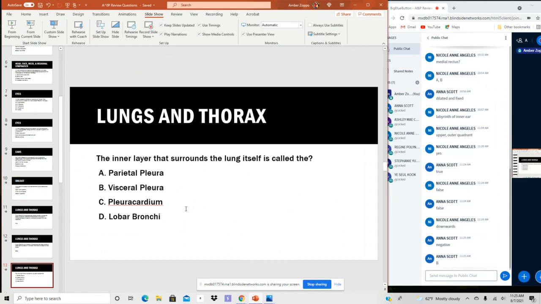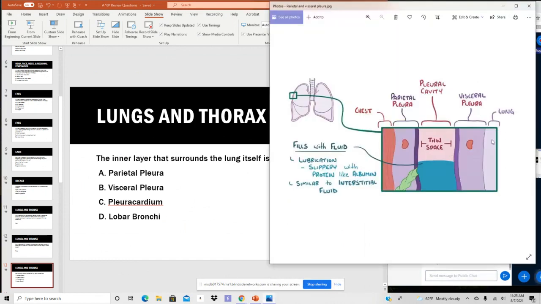Let's look at this picture again. The visceral pleura adheres to the lung itself. The parietal pleura adheres to the chest wall. And in between the visceral and parietal pleura is the pleural cavity, which contains a small amount of lubricating fluid.